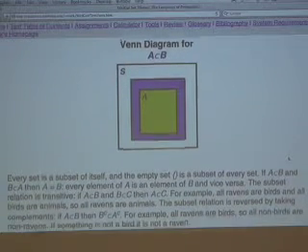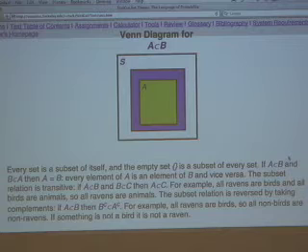Okay, so just to put this into words, this example: every raven is a bird, every bird is an animal, so every raven is an animal. So the set of ravens is a subset of the set of birds, the set of birds is a subset of the set of animals, so the set of ravens is a subset of the set of animals.